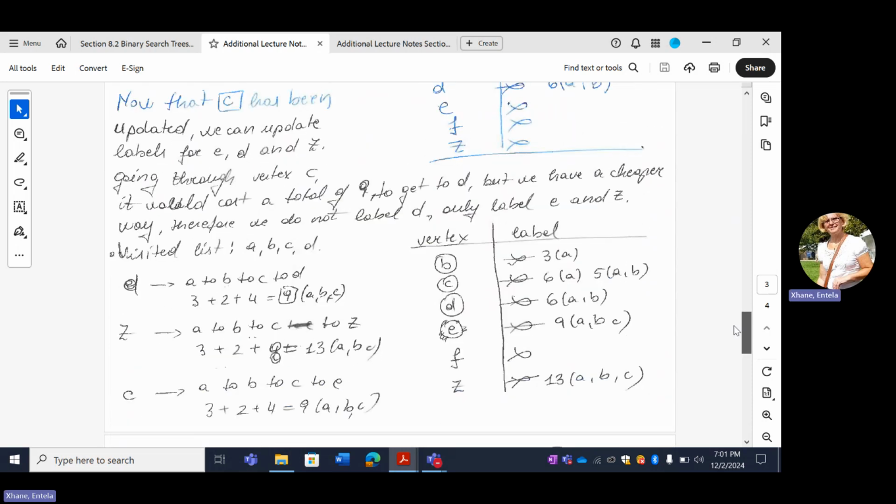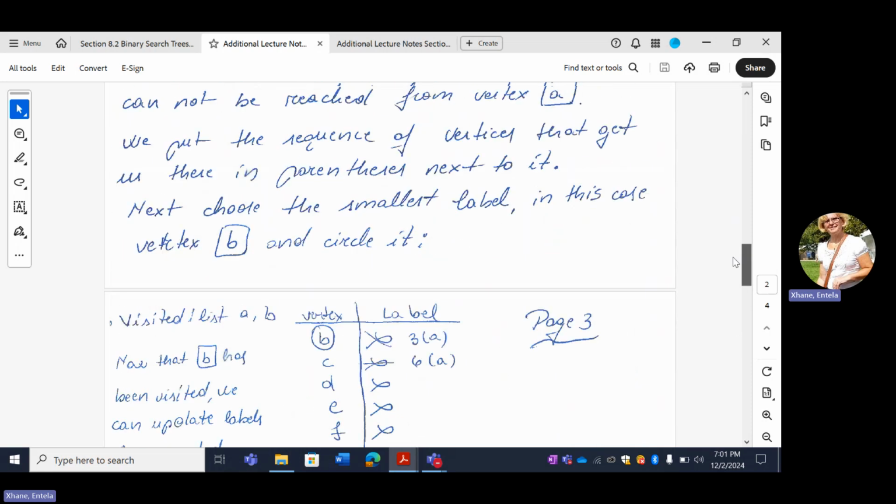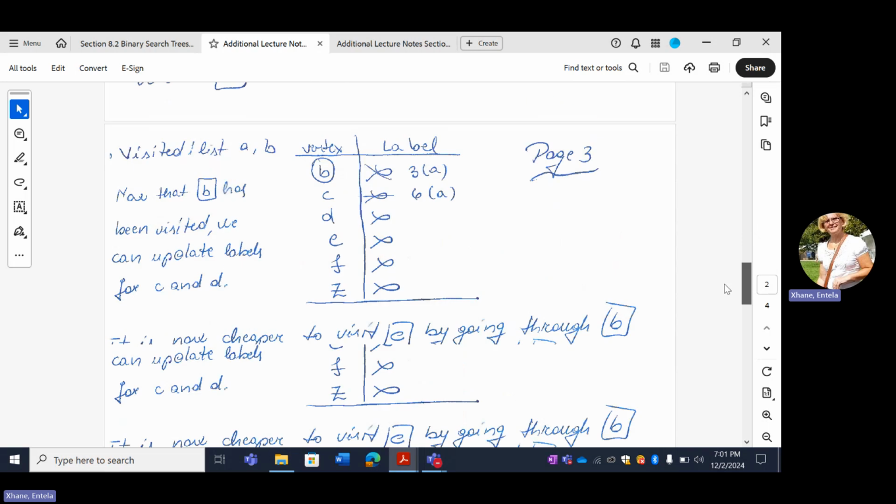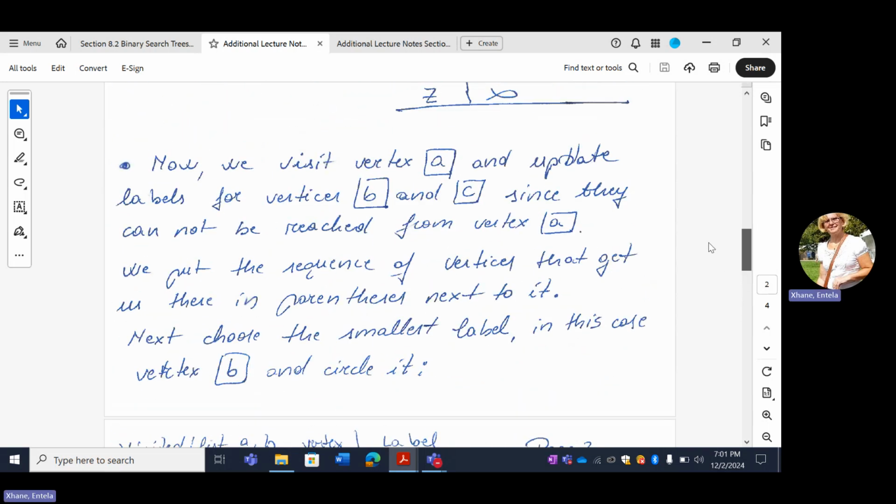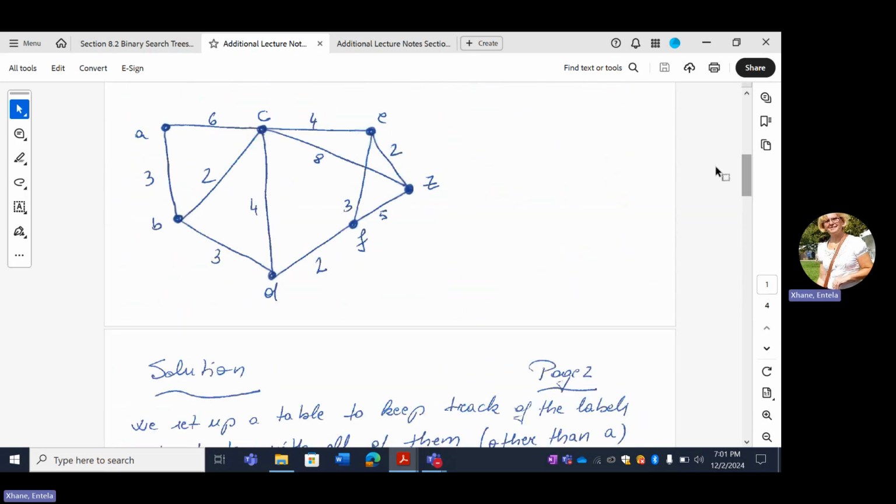Before I get to vertex E, let's see what the options for E are. How do I get to E? If I'm reaching the vertex E, let's go back. Here's where E is, right? So I can reach vertex E from C. Remember, I decided to eliminate this path directly from A to C, so I cannot use 6. So I have to go A, B to C, which is 5, plus 4, 9.